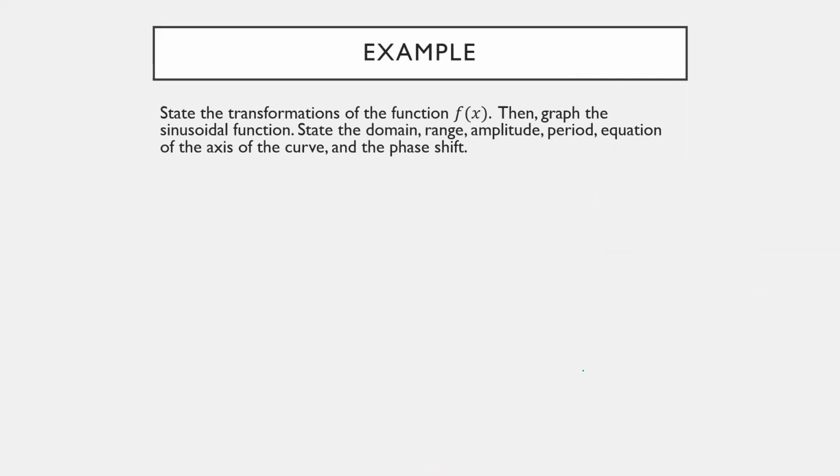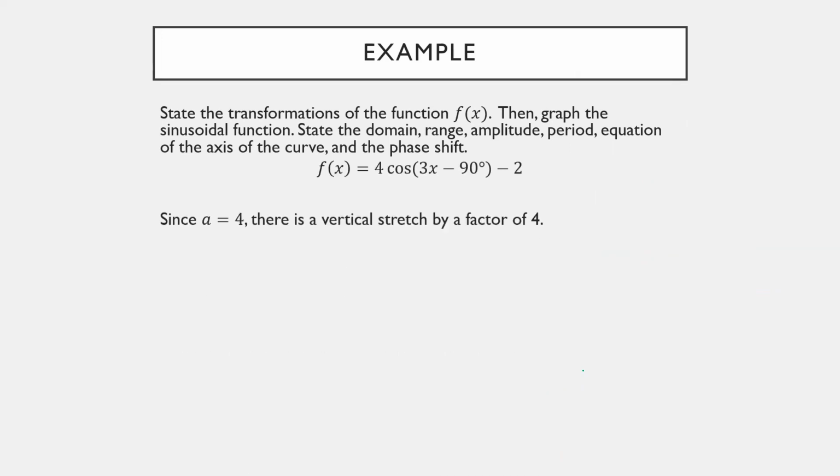For this function f of x, I want you to state the transformations, and then I want you to graph it. And again, just like before, state the domain, range, amplitude, period, equation of the axis of the curve, and the phase shift. Okay, let's go step by step here. For the function 4 cosine of (3x - 90 degrees) - 2, let's state the a. Well, we can clearly see here that the a coefficient is 4.